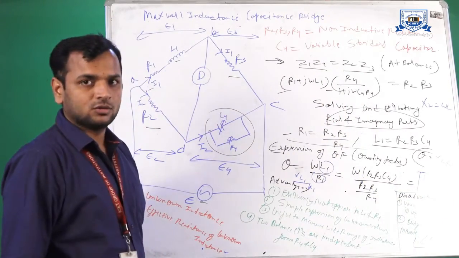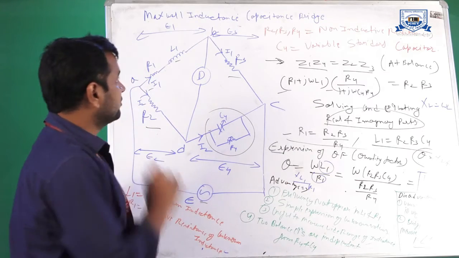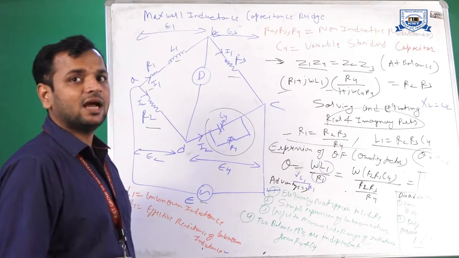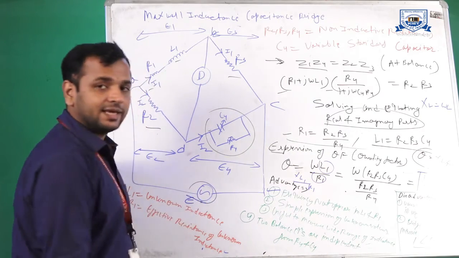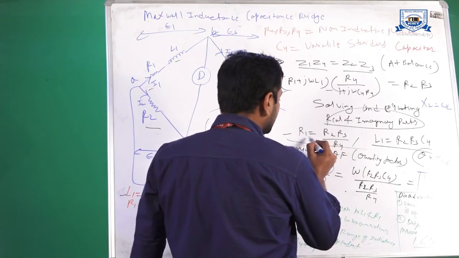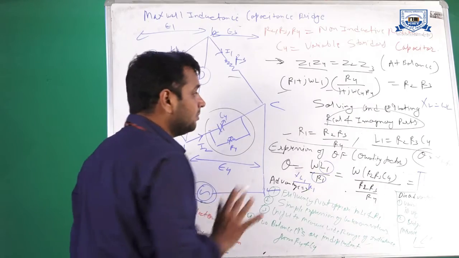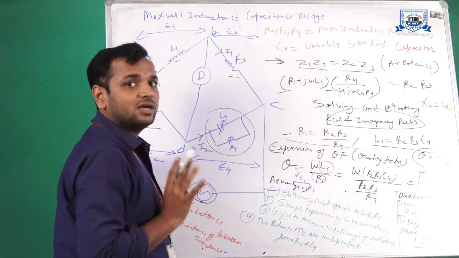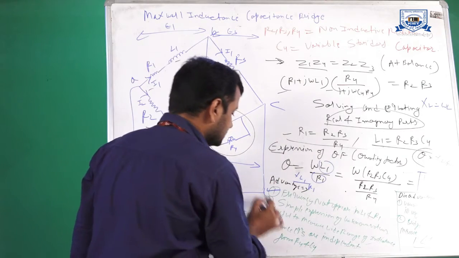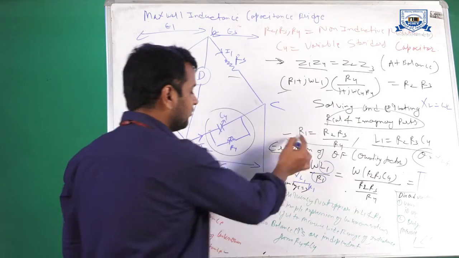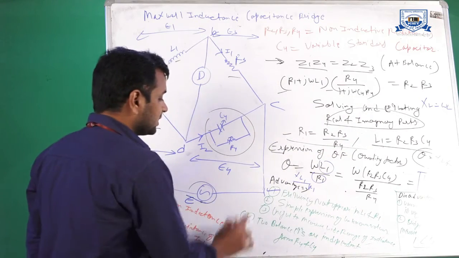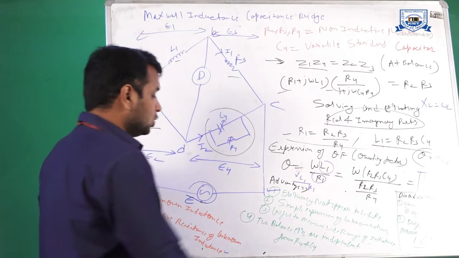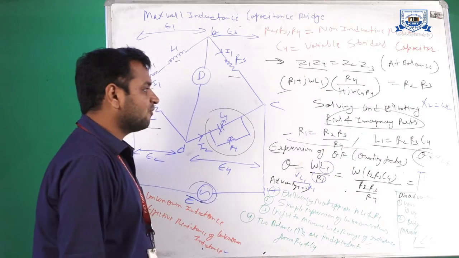the value of quality factor will be omega C4 R4. So what are the advantages of the Maxwell inductance capacitance bridge? First, frequency does not appear in L1 and R1, even though we are using the AC supply here. In the formula of R1 there is no frequency term, and in the formula of L1 there is no frequency term. So both equations are free from frequency. Second is the simple expression of unknown values, a very simple expression of R1 and L1. Third, it is useful to measure a wide range of inductance. And the fourth advantage is that the two balance equations are independent of R4 and C4.